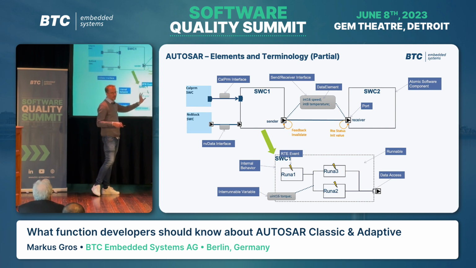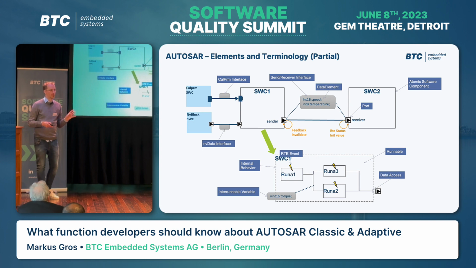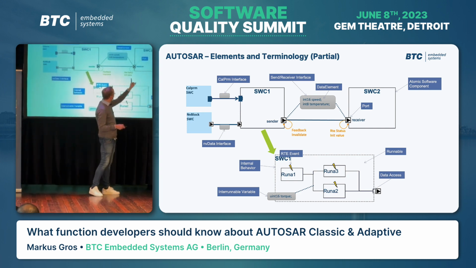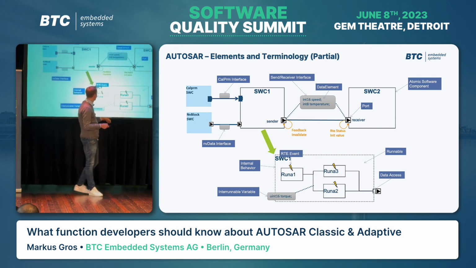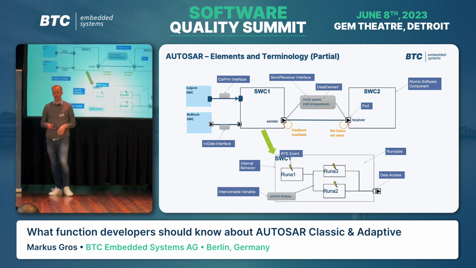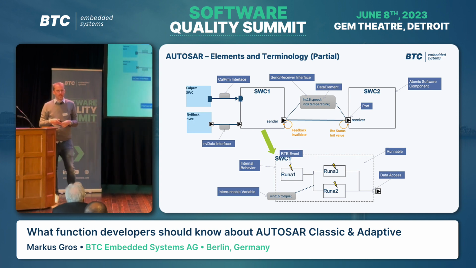So the runnables are independent C functions which are triggered by the operating system, so these are also the functions which we are going to map to the OS tasks, and then these runnables can also communicate. They can access data from the interfaces to talk with the outside world, and last but not least, there's something called an interrunnable variable which allows these runnables to talk to each other being within one software component. And that's about it. That's everything we need to know to understand the AUTOSAR architecture on the application level.